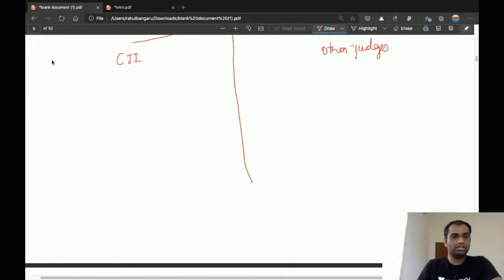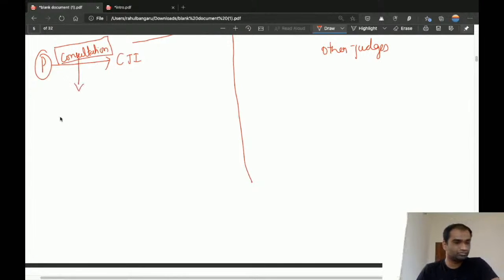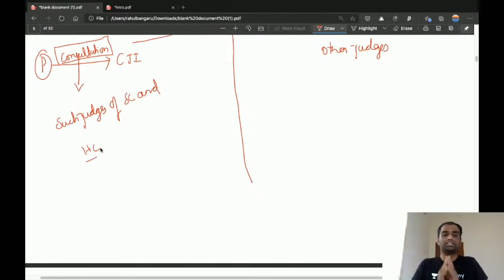Now Chief Justice of India is appointed by the President after consultation, according to the Constitution. President appoints Chief Justice of India after consultation with such judges of Supreme Court and High Court. After consulting with some judges from Supreme Court and High Court, President will appoint Chief Justice of India. Is it clear? Now I will explain later what is the meaning of this word consultation.